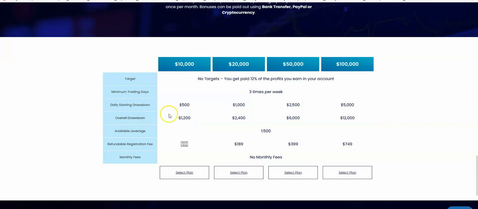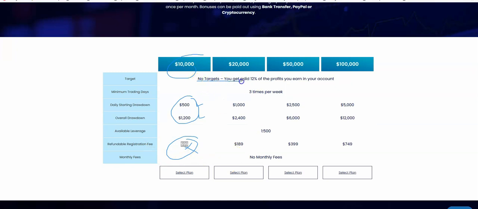Then, this is your overall drawdown. It's already told you. If you lose more than 1,200, then you lose the account. Then this is the daily drawdown. If you lose more than 500, you lose the account. Then this money will be forfeited. Are you getting it now? So if this money is forfeited, then that's it. You blow the account. So you don't want to lose this. If you lose any of this, then you blow the account. Then this money is forfeited. You can't have a refund. You have to start again.